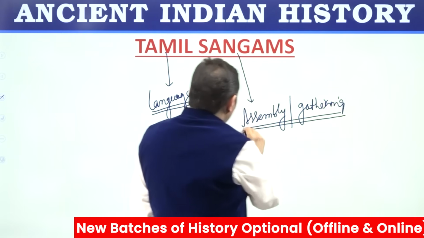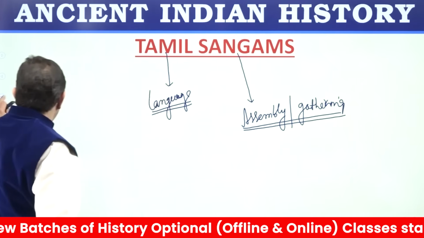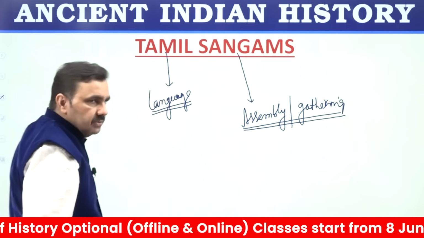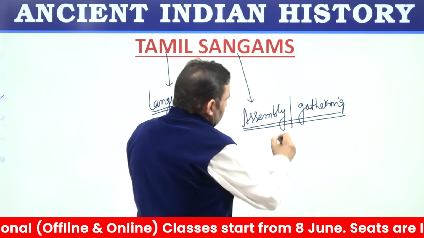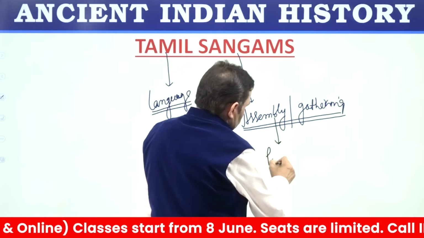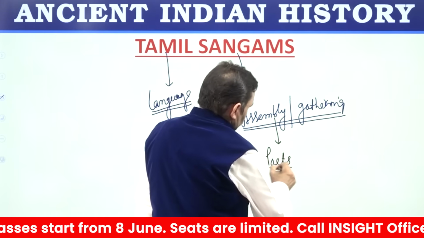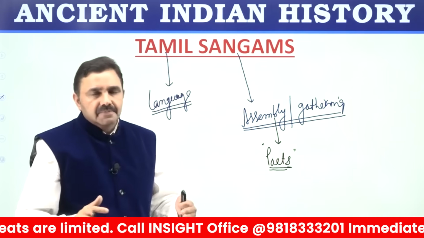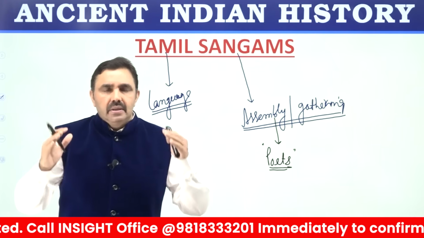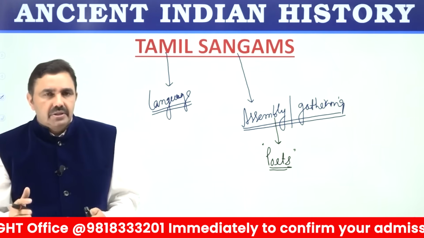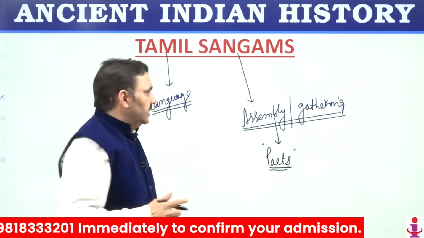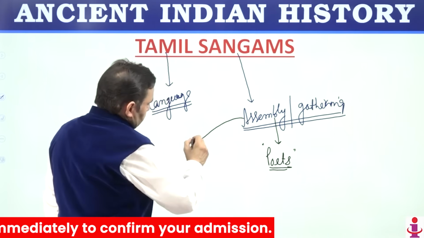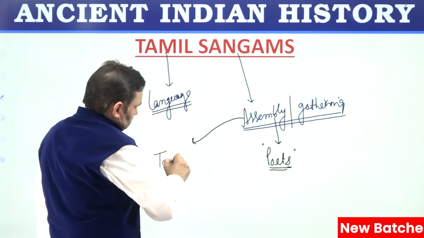So who assembled, who gathered? Somebody who was related to Tamil language. And who were these people? They were poets. So Tamil Sangams were the assemblies of Tamil poets. In these Sangams, in these assemblies, Tamil literature was composed.